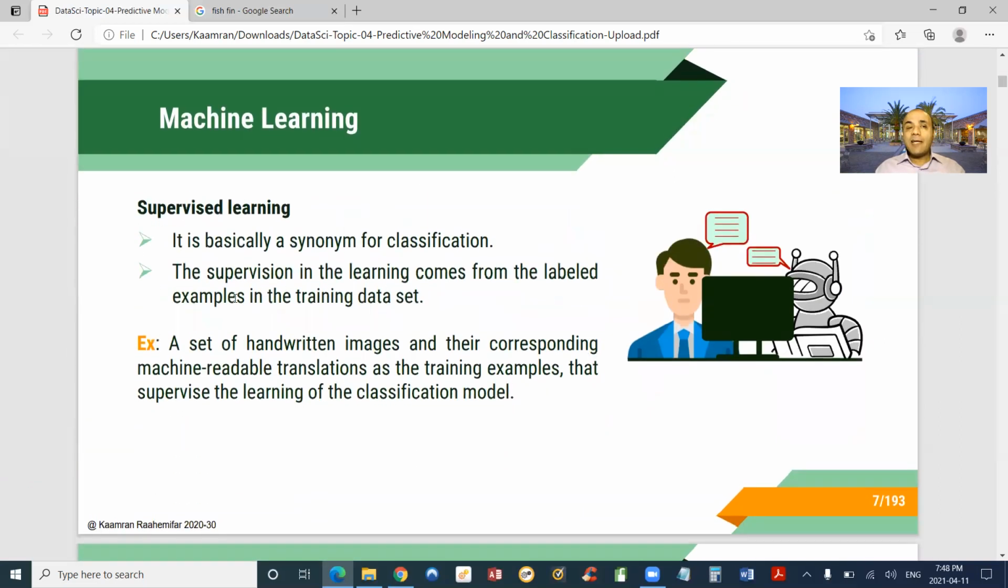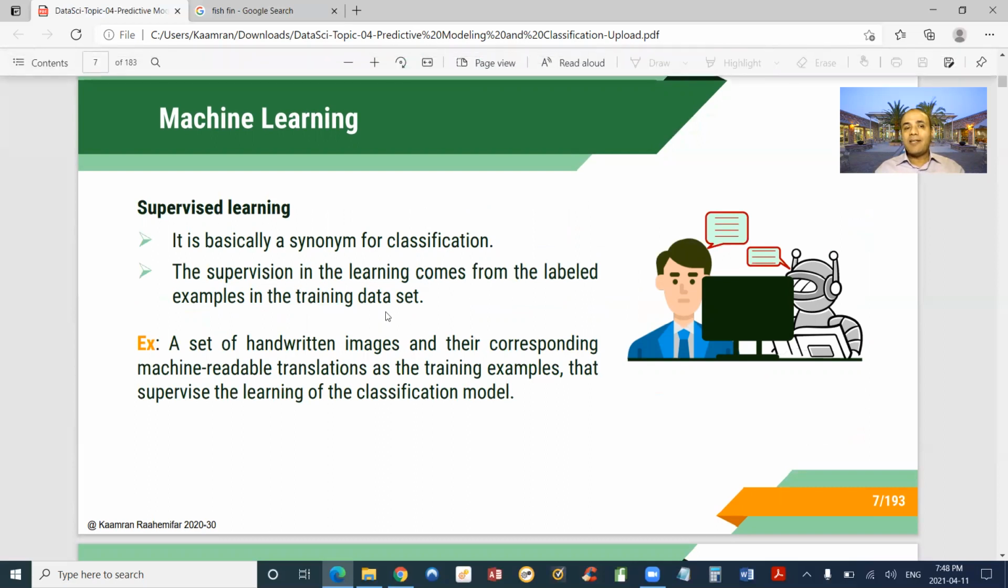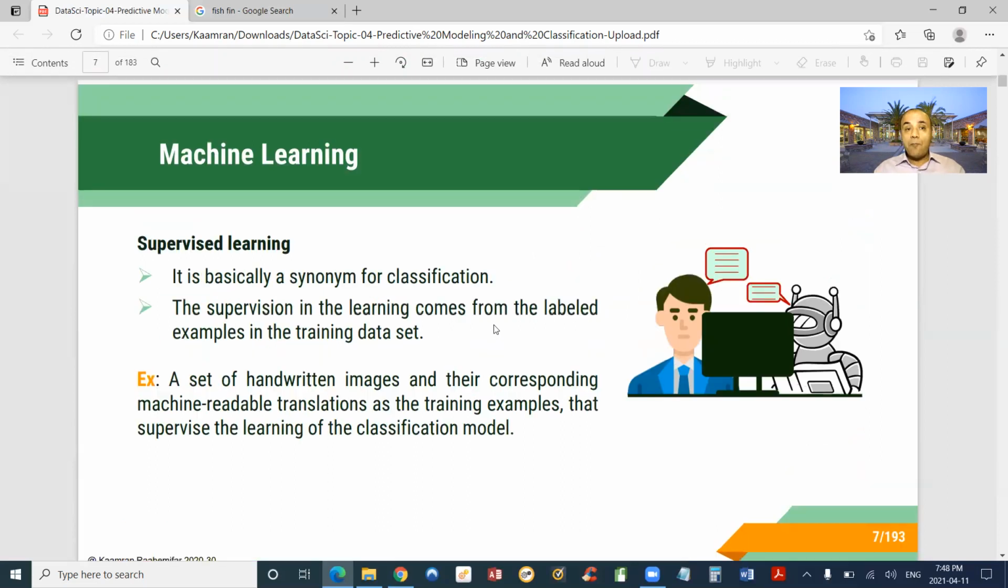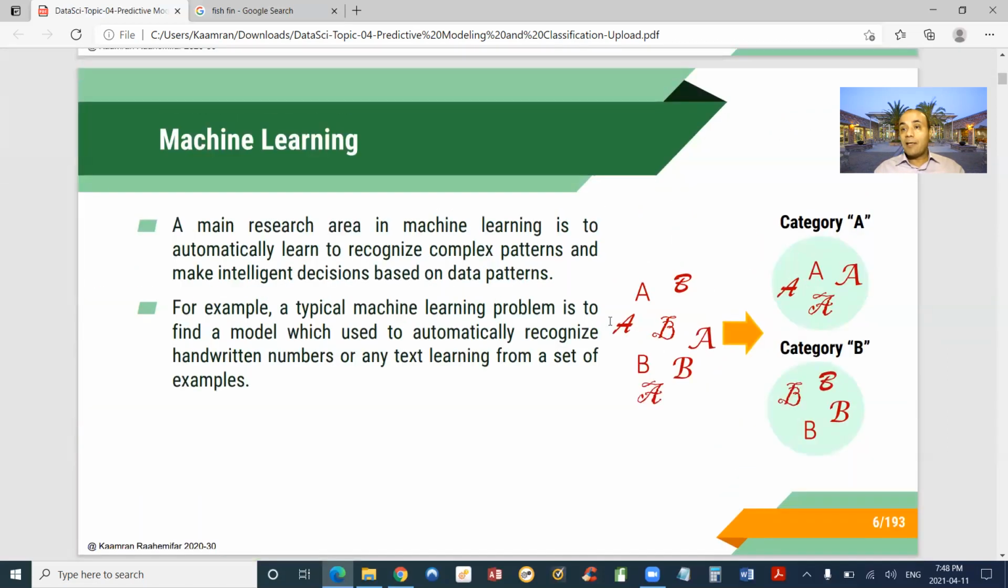In supervised learning, we basically talk about classification, and they are actually quite close in terms of content and meaning. Supervised learning and classification go hand in hand, and we're going to talk about classification in a moment. The supervision in the learning comes from the labeled examples in the training data set. So I'm going to tell the computer, listen, this is called A, this is called A, this is called A, this is called B, B, B, and then the computer has a label.